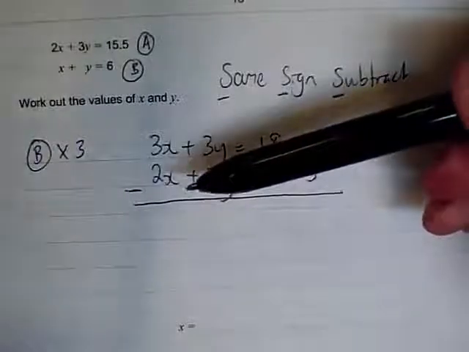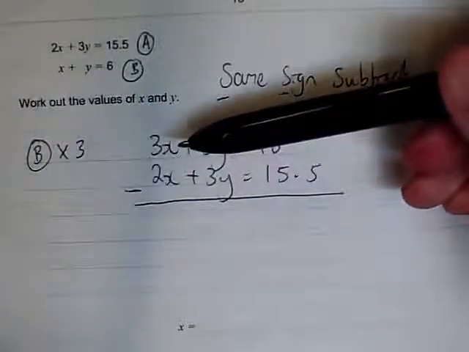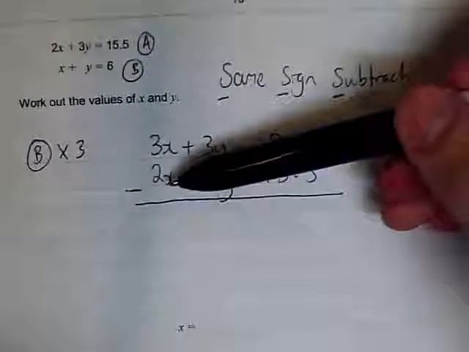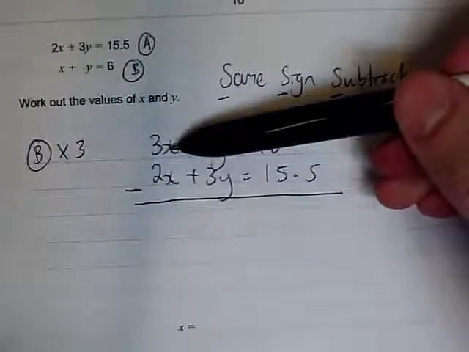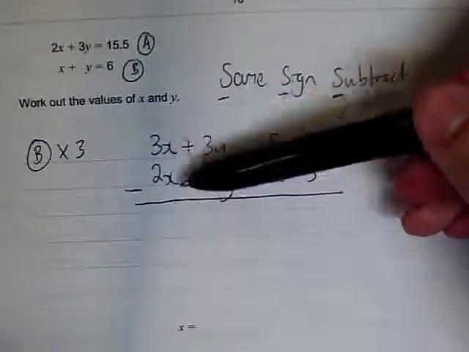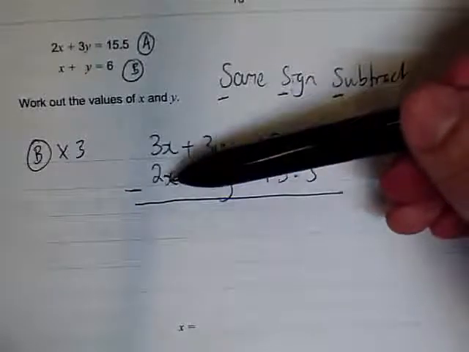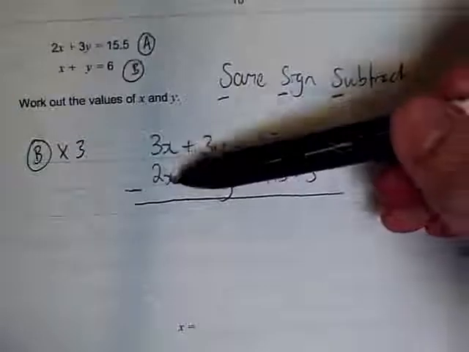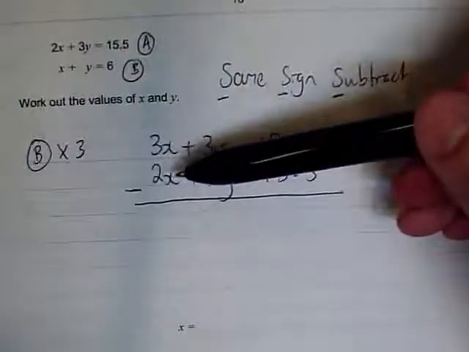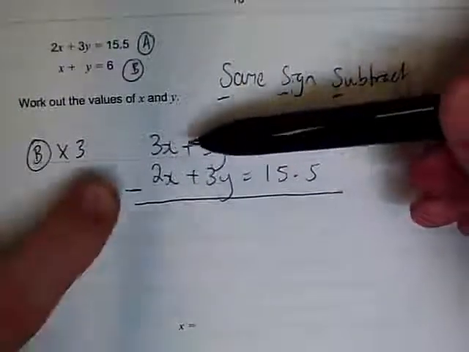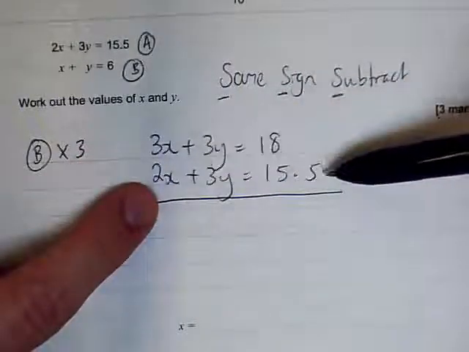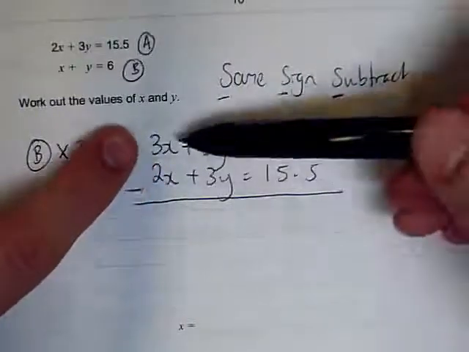It doesn't matter which way you do this. So we could do 3x take away 2x, or you could do 2x take away 3x if that was easier. In this case, it's not going to be easier because I'm going to get negatives. But whatever way you decide to subtract, you must do it in the same way. So because I've got bigger numbers on top, I'm going to subtract the smaller equation from the bigger one.